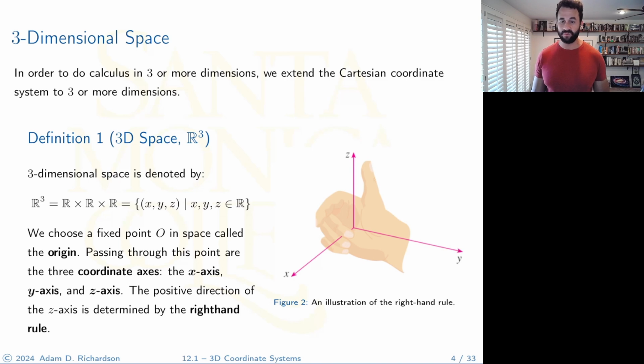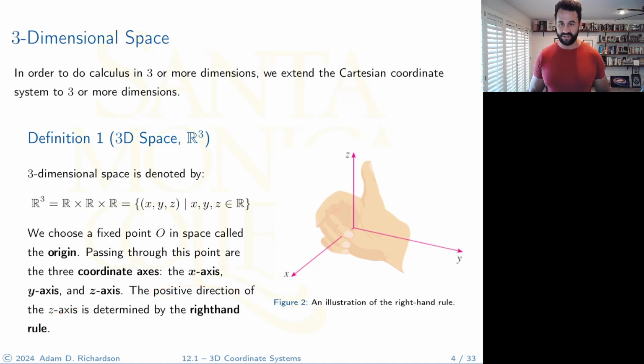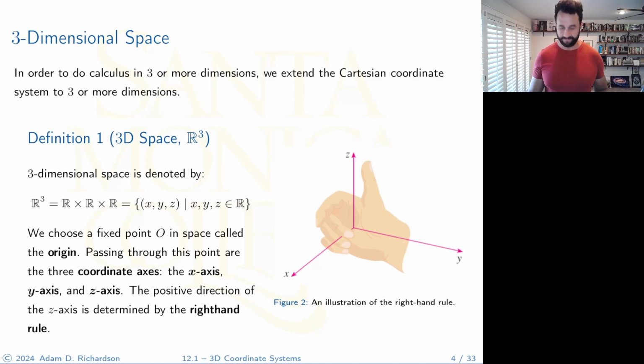So by convention, we like to use what's called the right hand rule, which basically says if you hold your hand like you see in the figure here, and you curl your fingers from the x to the y direction, where your thumb is pointing is what we're going to call up. So that's the positive z direction, like so. So you can kind of see it in that picture right there. And we'll use that throughout the course.